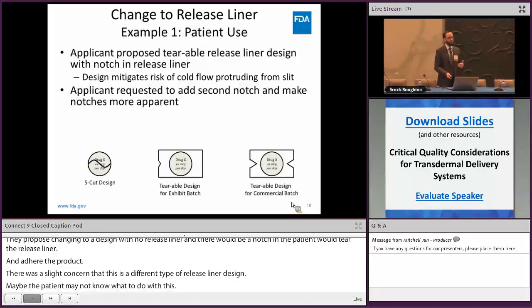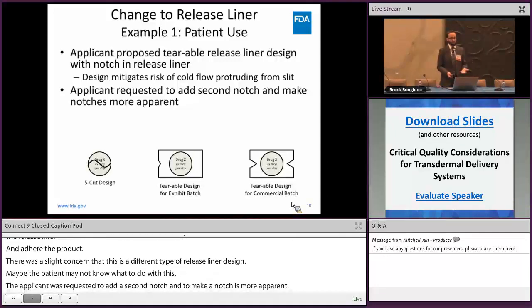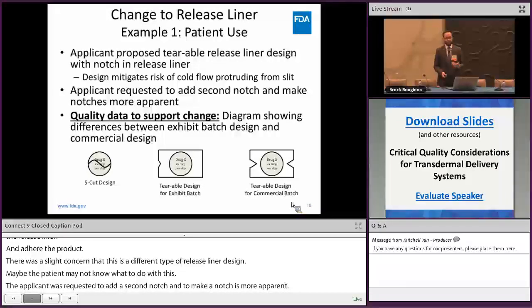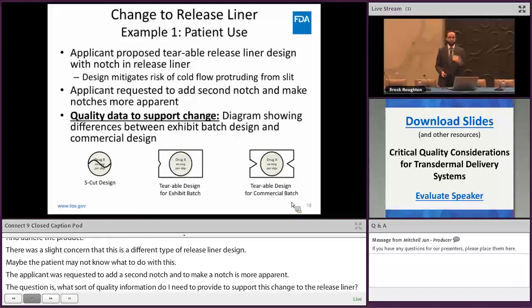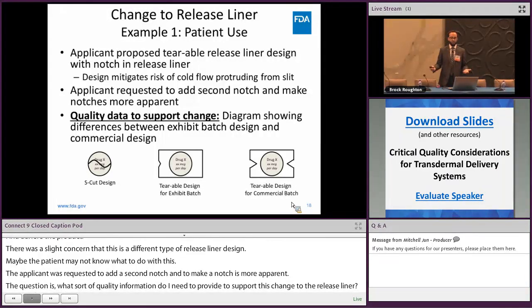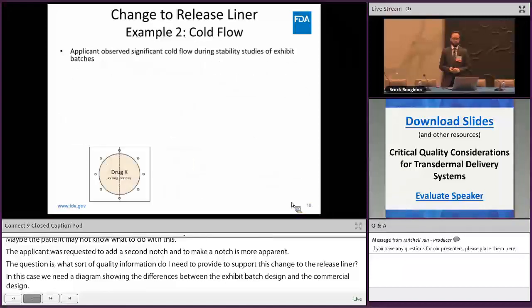So then the question is, okay, what sort of quality information do I need to provide to support this change to the release liner? So in this case, we just need a diagram showing the differences between the exhibit batch design and your commercial design. So, just simple documentation. Okay, so now let's look at example 2, also involving cold flow.